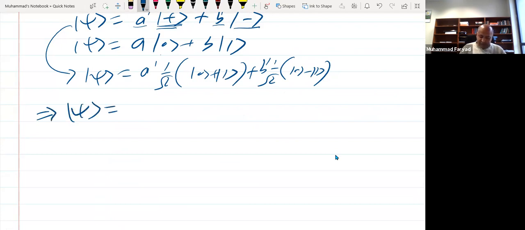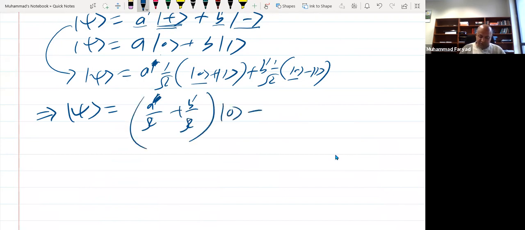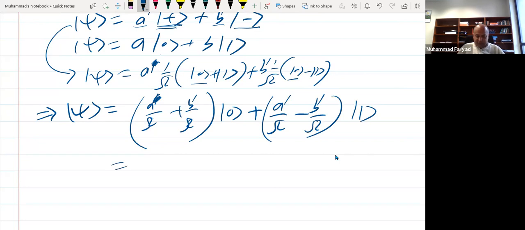So psi is, let's collect the coefficient of 0. This is A prime over under root 2 plus B prime over under root 2, which is the coefficient of 0, and A prime over under root 2 minus B prime over under root 2 is the coefficient of 1. Now, I know that this is equal to A, so I have A prime over under root 2 plus B prime over under root 2 as A, and I have B equal to A prime under root 2 minus B prime under root 2.